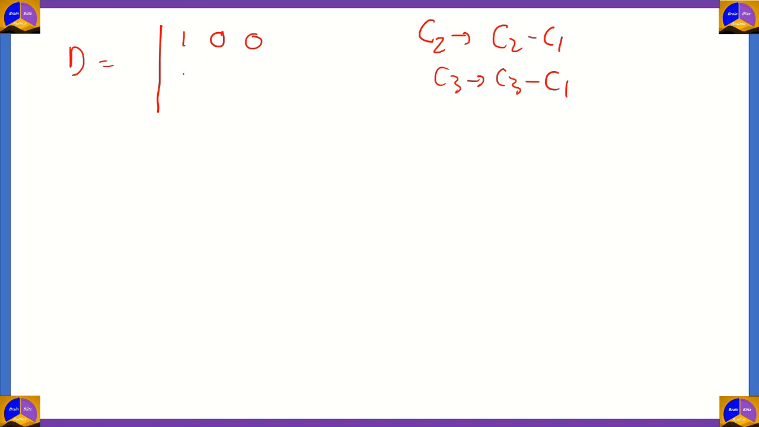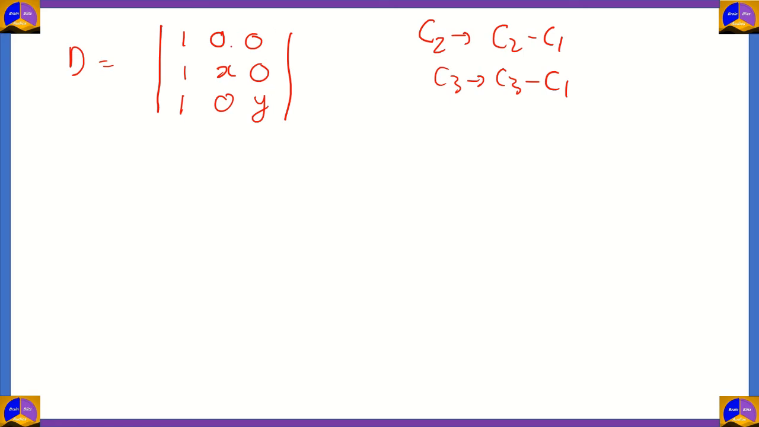So therefore, when we use the column transformation, C2 becomes C2 minus C1, and C3 becomes C3 minus C1, you would get the determinant D as equal to 1, 0, 0, then 1, 1 plus x minus 1 gives you x, 1 minus 1 is 0, 1, and then 1 minus 1 gives you 0, 1 plus y minus 1 gives you y. So therefore, this is now the current determinant.